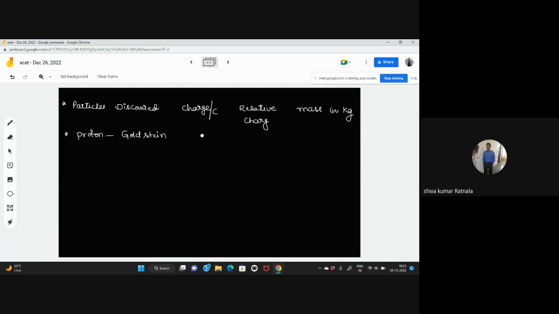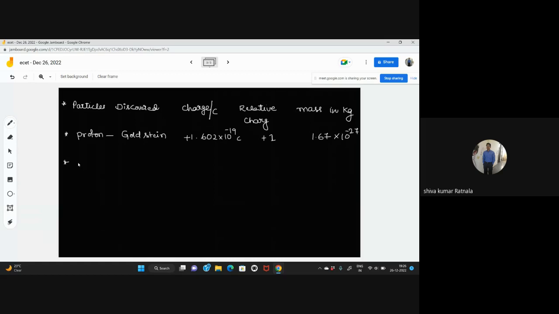Charge: we are going to get proton charge and electron charge, same it will be there. So it will have plus 1.602 into 10 to the power of minus 19 coulombs. Relative charge is plus 1. Mass is 1.670 into 10 to the power of minus 27 kg. Okay, proton.